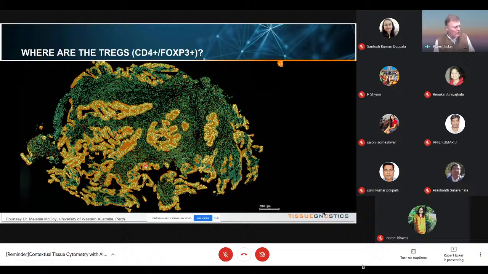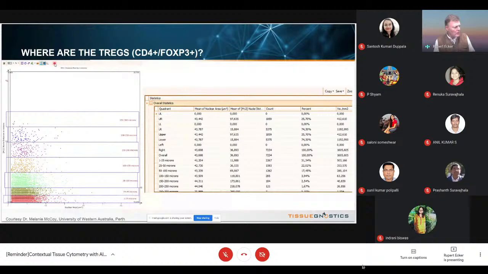We see here a scattergram in which CD4 was used as an input gate. On the x-axis, we have the size of the nuclei, and on the y-axis, the distance in micrometers from the next tumor area. So each dot that you see here represents a CD4 positive cell. And the gate, or the position on the y-axis, indicates the distance in micrometers from the next tumor region. So we can make here gates which contain all the cells which are 1 to 25, 25 to 50, 50 to 100, and so on, micrometers away.